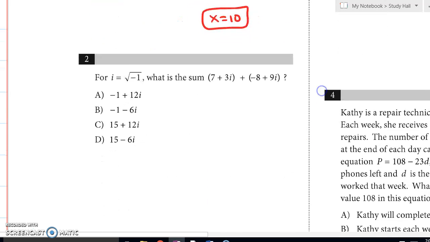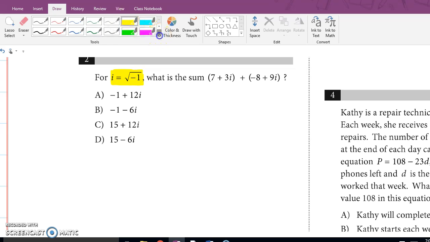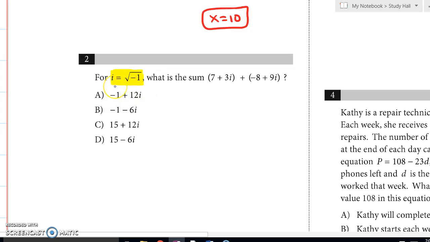Okay, number 2. For i equals the square root of negative 1, what is the sum of 7 plus 3i plus negative 8 plus 9i? So this is a good example of you being able to do something that you haven't really learned about. So they're giving you a statement here, i equals the square root of negative 1. And in Algebra 2, we haven't learned about imaginary numbers yet, but this is an imaginary number.